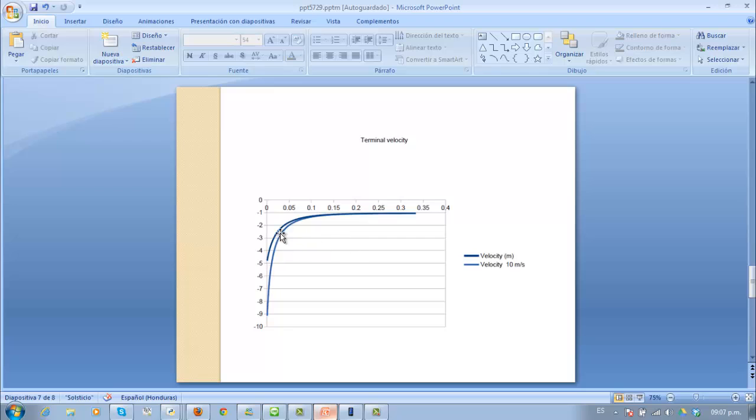So here we can see this is considering an initial velocity of minus 10 meters per second, and this is for minus 5 meters per second. We can see that after a certain time the velocity remains constant. That is the terminal velocity, when the force of gravity is equal to the drag force. Thank you.